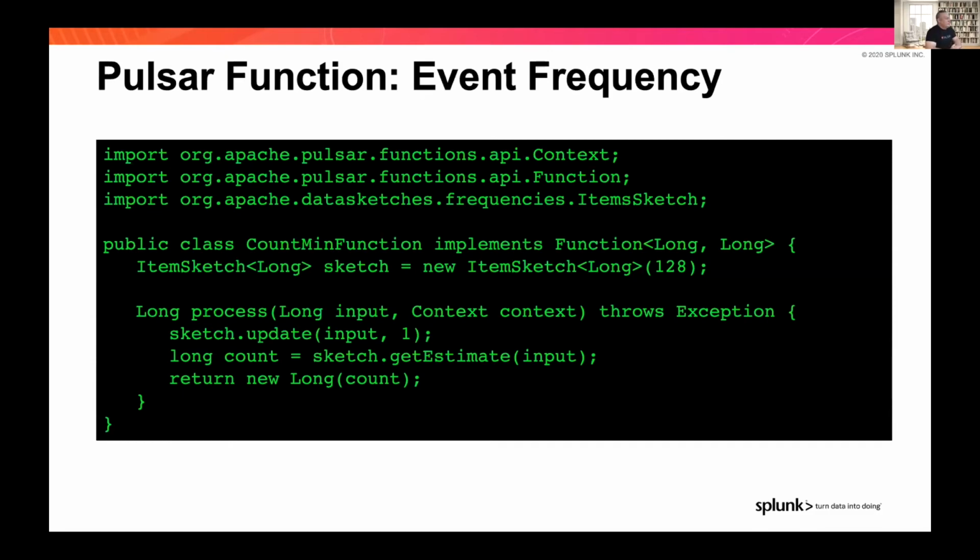So this is all the code, the Pulsar function, to do something like that, right? Every single time you create the sketch, it's obviously somewhat pseudocode. Obviously, don't try to run this at home. But every time the process event comes in, assume you get a long value. All you do is update that. You add it to the sketch, and then at any point in time, you can go back and get an estimate to say, okay, how many times have I seen this one in the past, right?